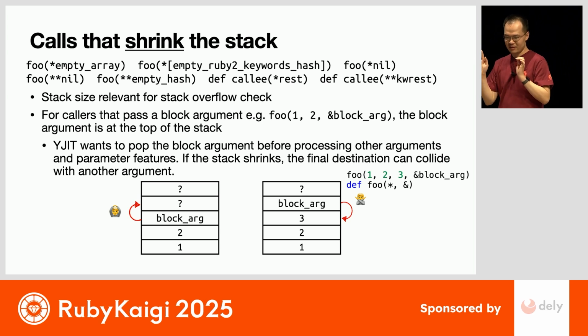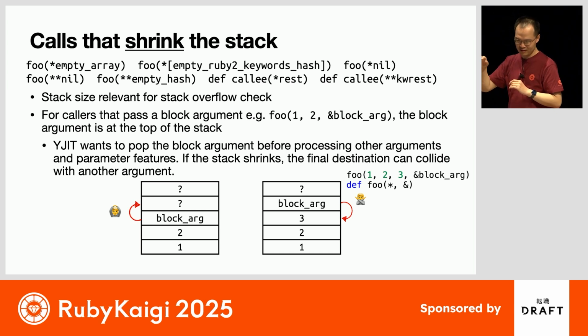But sometimes this won't work if the stack needs to shrink because the final destination of the block argument is where another argument is. So in this case, when the stack shrinks too much on the right, 1, 2, 3 gets gathered into an array for the rest parameter. That ends up where 1 is on the right side.